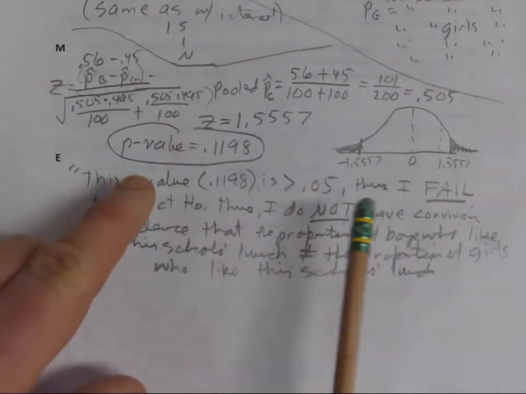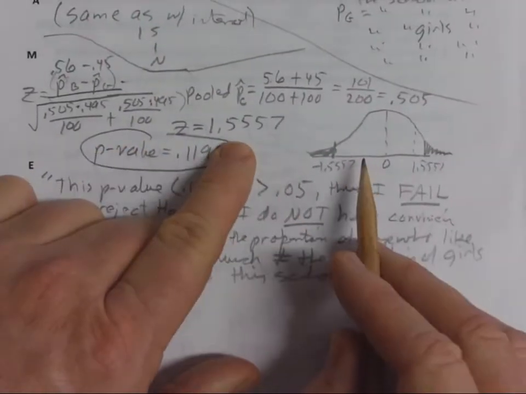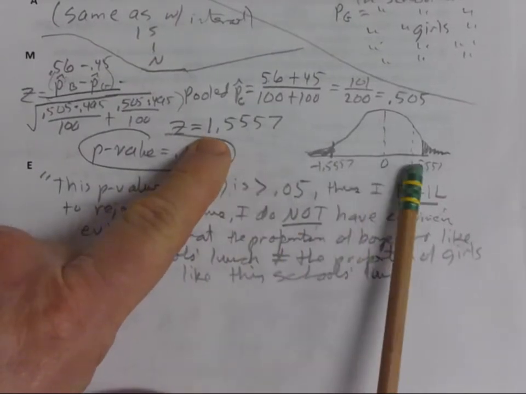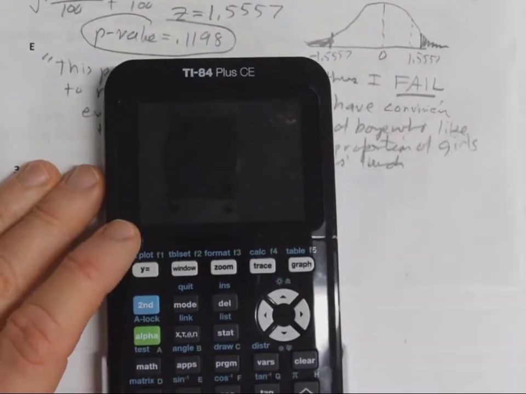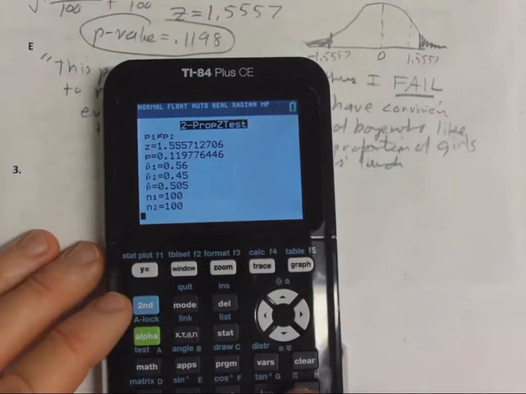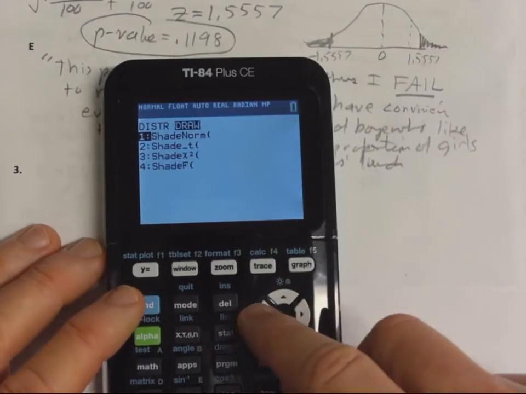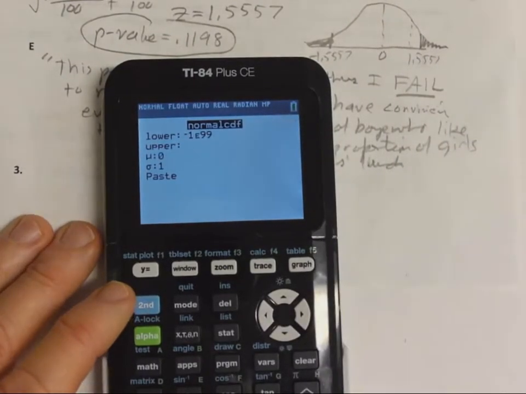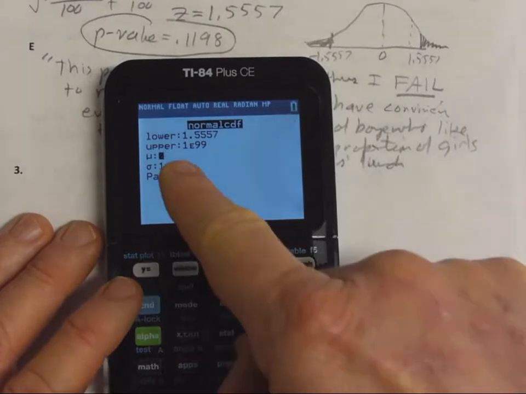Now, by the way, without using that shortcut on your calculator, you can use normal CDF to find this p-value, or you could use your table, in essence, to find your p-value. So let me show you how to use normal CDF to find that. You go second distribution, go to normal CDF, and enter 1.5557 to infinity, 1 EE 99, and then mean of 0, standard deviation 1.